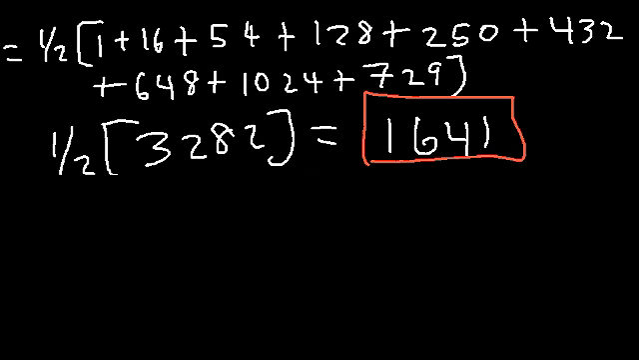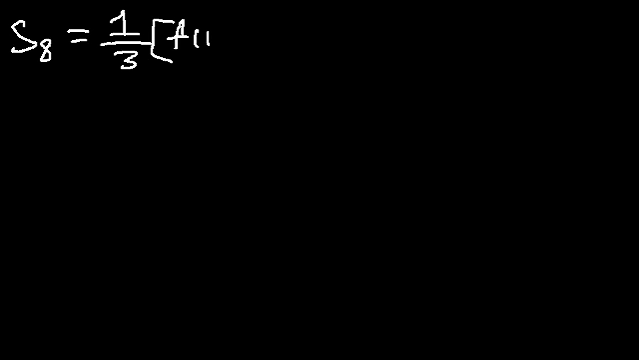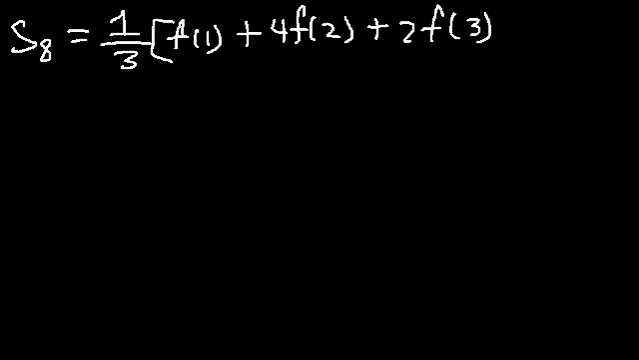Now let's go over Simpson's rule. Let's see what answer that is going to give us. We're going to find S of 8, which is delta x, which is 1, divided by 3. Then the first point is going to be f of 1 plus 4 times f of 2, and then we're going to alternate between 4 and 2. The next one is going to be 2 times f of 3, and then 4 times f of 4.